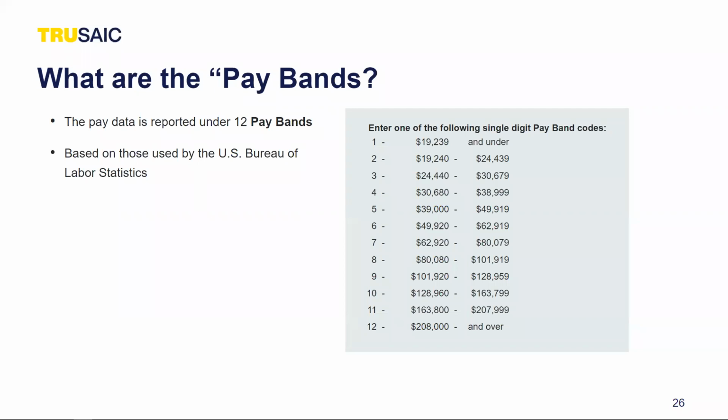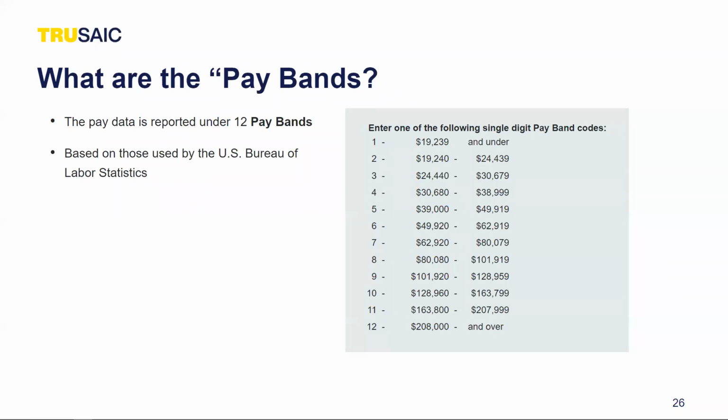And the first thing that strikes me is that these are relatively broad pay bands. So someone would be reported as being in pay band 6 if they're making between $49,920 and $62,919. The top of each of these pay bands differs from the bottom by about 25%. So these are broad pay bands, and they're only approximating actual pay. And they raise the question as to what kinds of pay gaps they can detect.